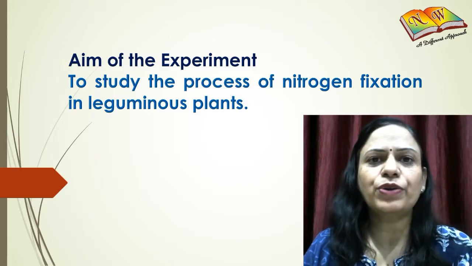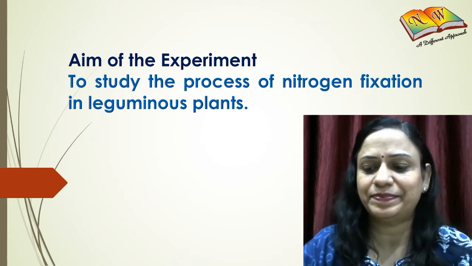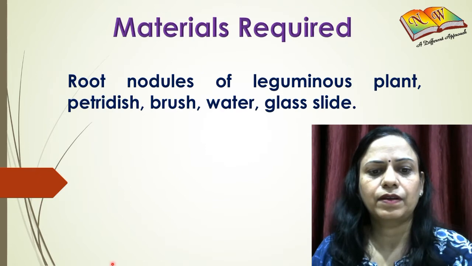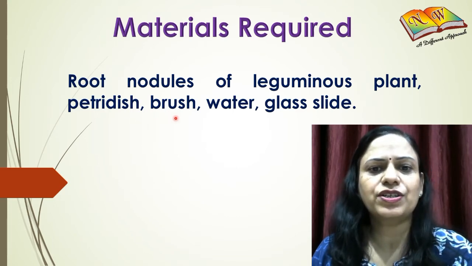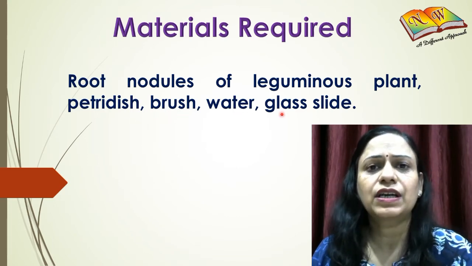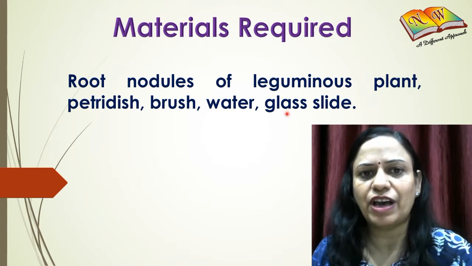In this experiment, we are going to study the process of nitrogen fixation in leguminous plants. The materials required for the purpose are root nodules of leguminous plants, a petri dish, a brush, water, a glass slide, and a microscope to observe the slides that you have made.